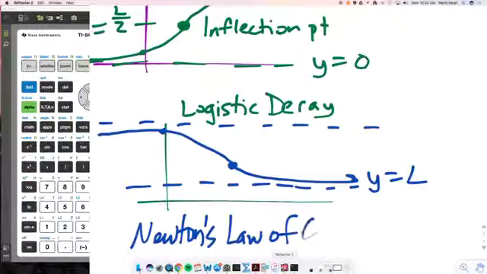Newton's law of cooling. Newton got a lot of cool stuff named after him, right? Calculus, gravity, light, cooling, fig cookies. You got all the good stuff.